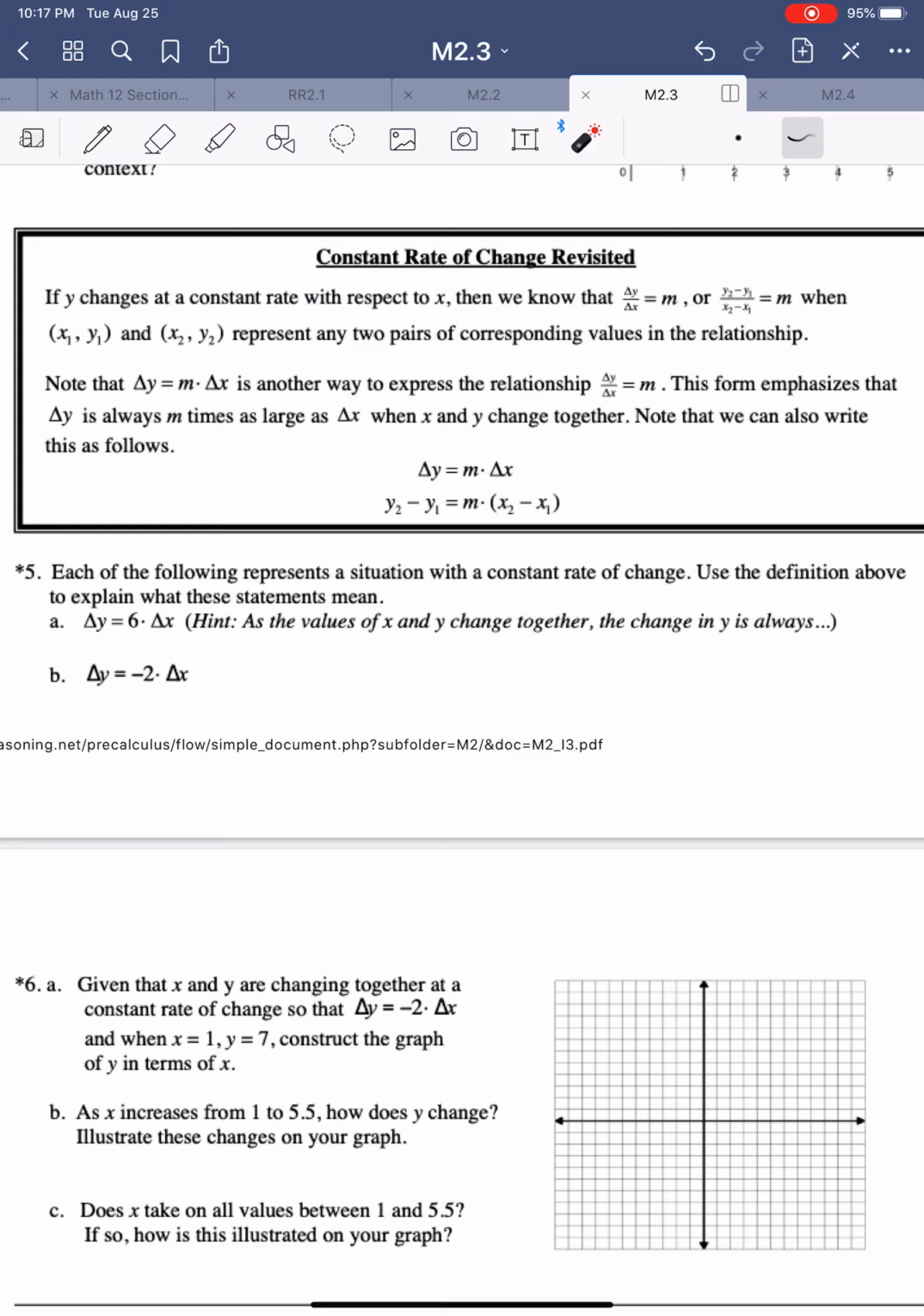Each of the following represents a situation with a constant rate of change. Using the definition above, explain what this statement means. So A: delta y is equal to 6 times delta x, which means as the values of x and y change together, the change in y, where delta means a change, is always 6 times as large as the change in x.